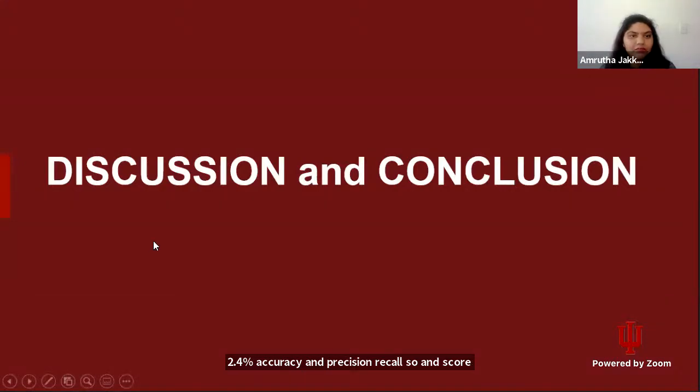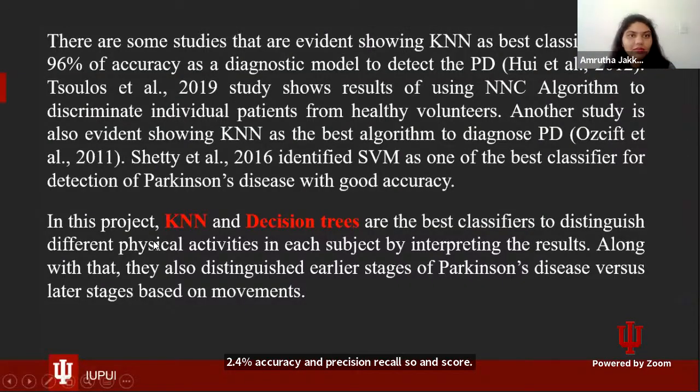Discussion and conclusion. There are some studies showing evidence of KNN as the best classifier with 96% accuracy as a diagnostic model to detect PD. Another study shows an NNC algorithm to discriminate different individuals from healthy individuals. And another study shows KNN as the best algorithm to diagnose PD, and SVM as the best classifier by Shetty et al. 2016 to detect Parkinson's disease with good accuracy.